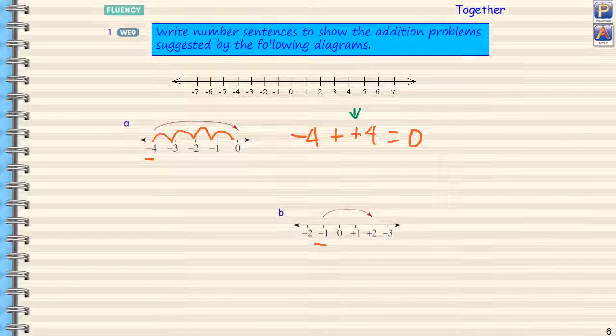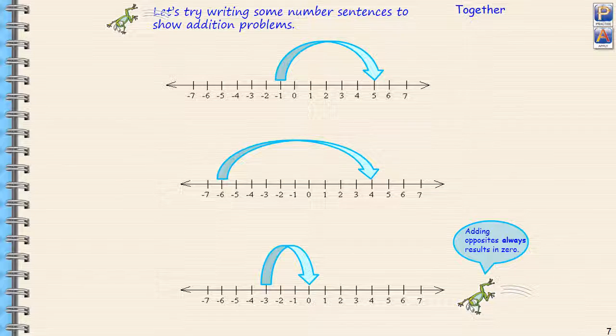All right, in B, we start at -1, we end up at +2. So if we start at -1, -1's the first thing we write down, plus, how far do we go? 1, 2, 3. And we ended up at 2, or +2. If there's no symbol written in there, it's assumed that that's a positive. Same with these ones. All right, pause the video if you like and have a go at them, and then I'll go through the answers.